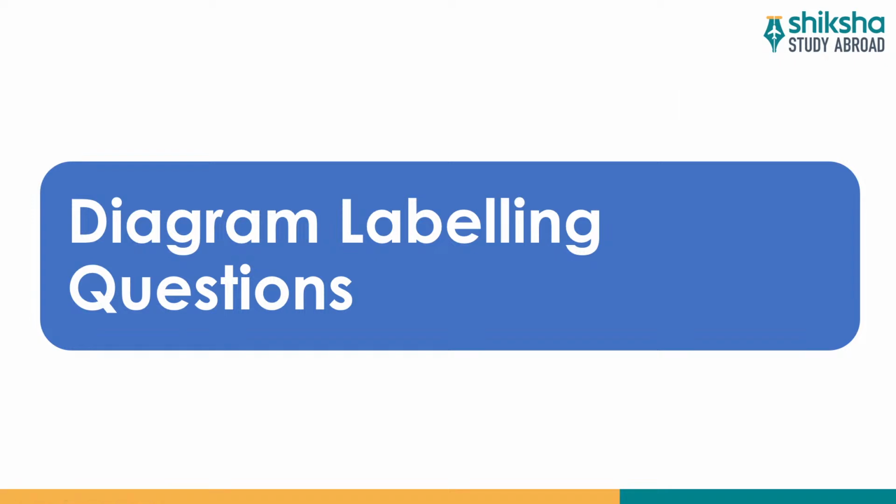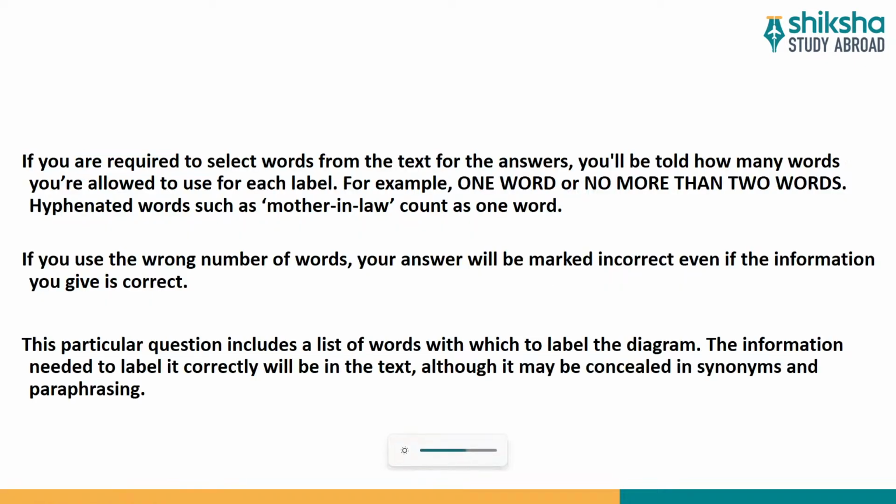Coming back to the slide, let's start learning about diagram labeling questions. Let's read about them first. If you're required to select words from the text for the answers, you'll be told how many words you're allowed to use for each label, for example, one word or no more than two words. Hyphenated words such as mother-in-law count as one word. Always remember, even if there is a hyphen or dash in between a word, or maybe two hyphens, it would still be considered as one word.